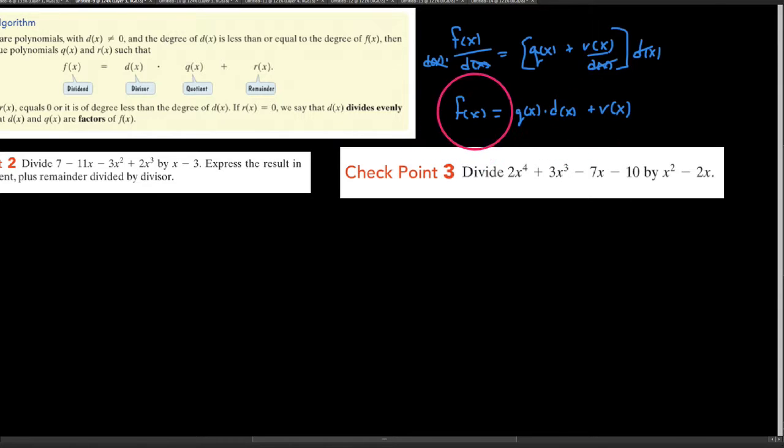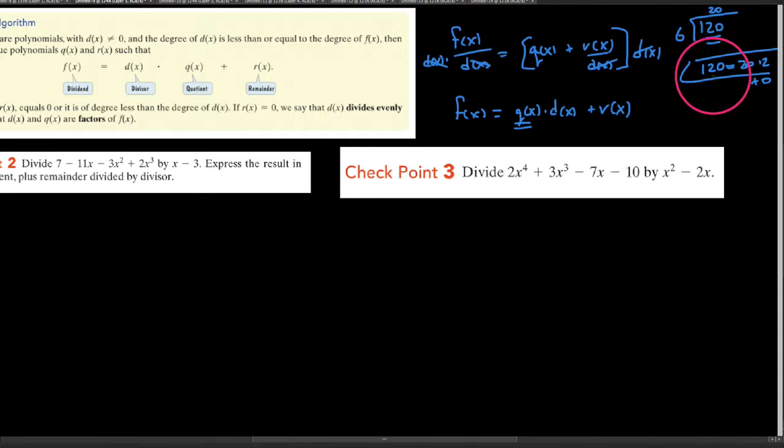So if we were to say something like 120 divided by 6, what I would get up top is, of course, 20, and this would all cancel out. Basically, the original number 120 can be rewritten as the quotient, 20, times the divisor, 6, plus the remainder of 0. And so what this allows us to do is write something in a factored form, okay?